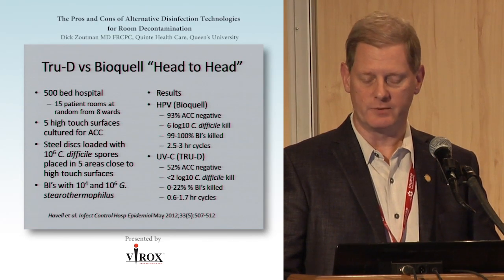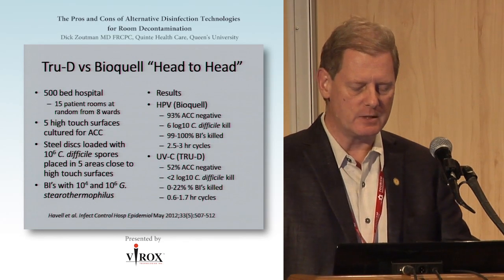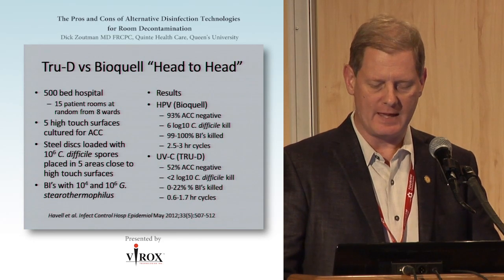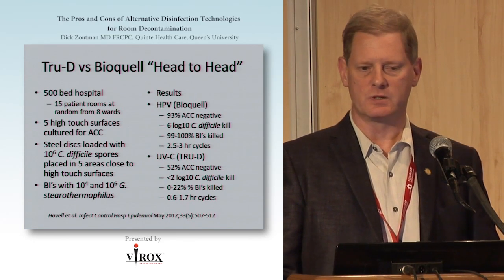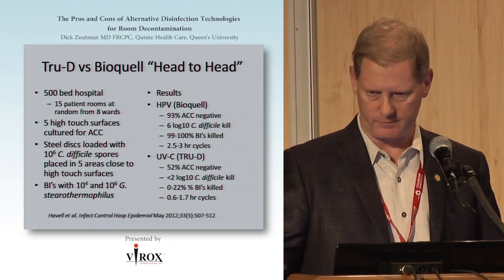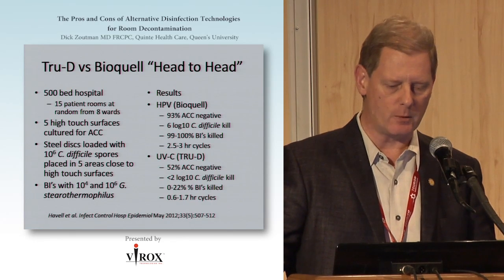Results were very informative. Hydrogen peroxide Bioquell, 93% of the cultures became negative from the surface. They had a 6-log C. difficile kill, which is consistent with other findings. And they killed all of the BIs except, I think, for one, so it was very effective. Their cycle time was 2.5 to 3 hours.